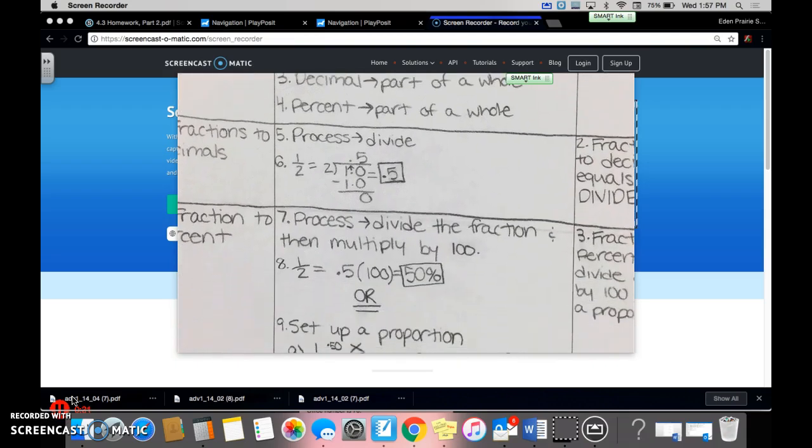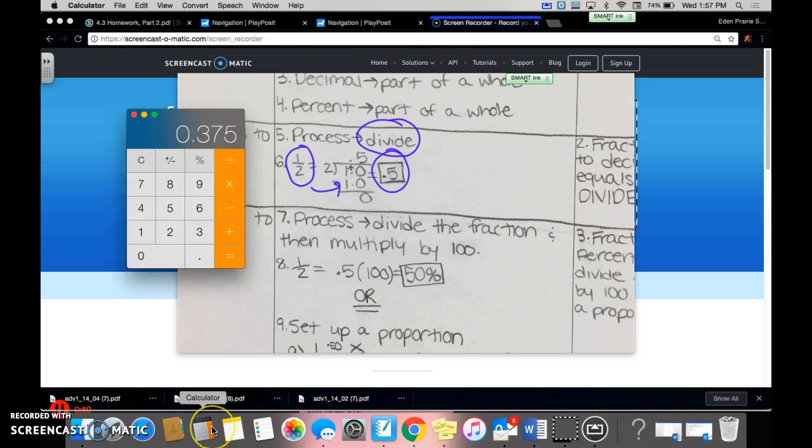And the main idea for number 2 is fractions to decimals, right? Everybody, how do you go from a fraction to a decimal? On the count of 3, 1, 2, 3. Divide. Okay, so the process uses division. And we have an example of division. You may also use a calculator to go from a fraction to a decimal.